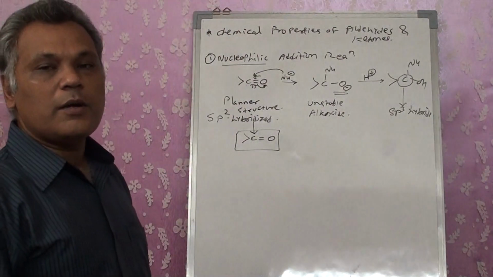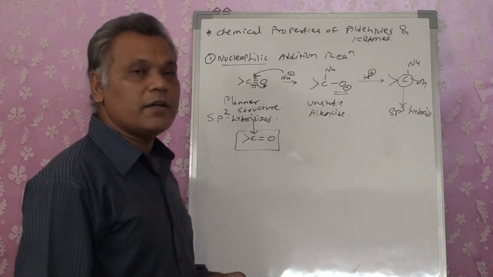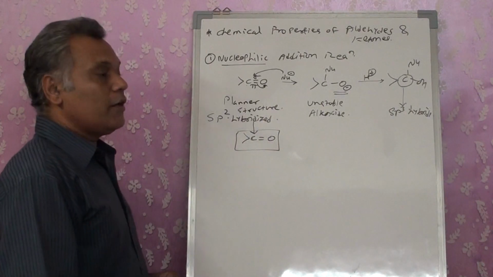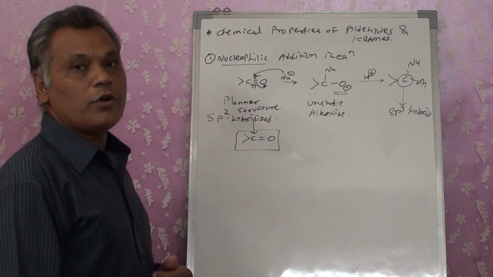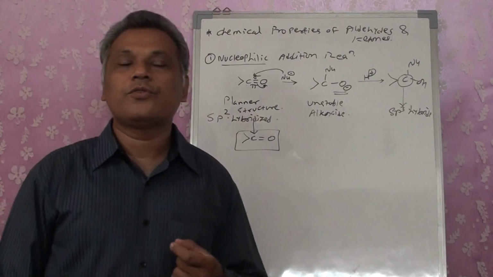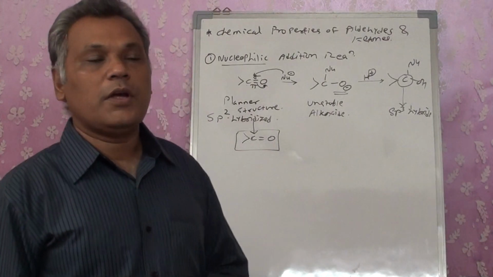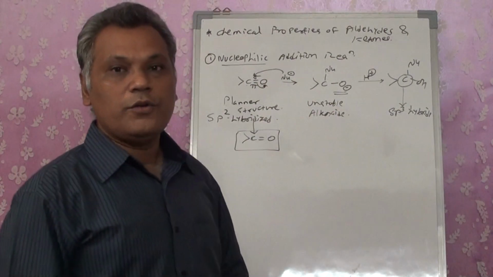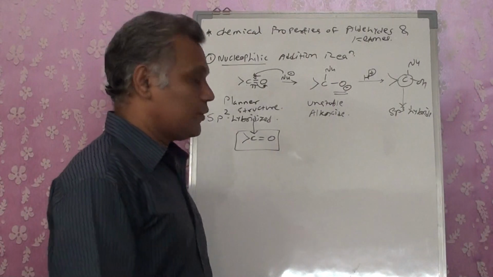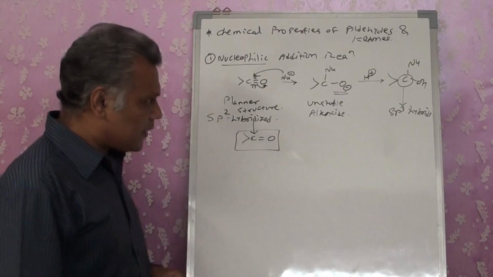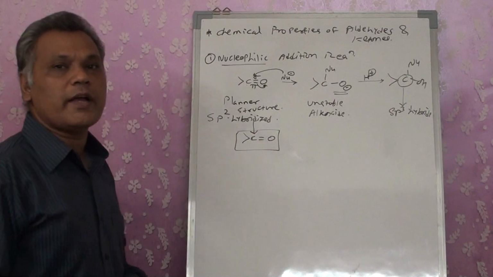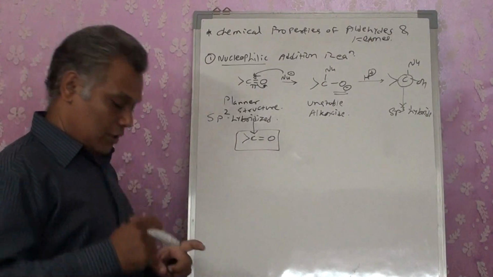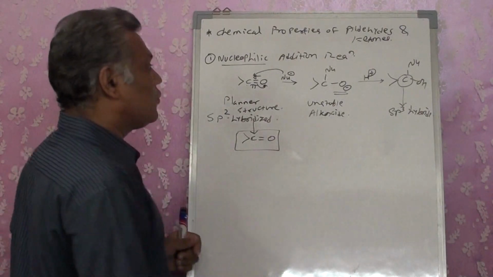That means the compound which was initially planar gets converted into a tetrahedral one. During the reaction, a nucleophile and hydrogen get added to the compound, and so such reactions are termed nucleophilic addition reactions. We get different types of nucleophilic addition reactions. This was the mechanism of the nucleophilic addition reaction.